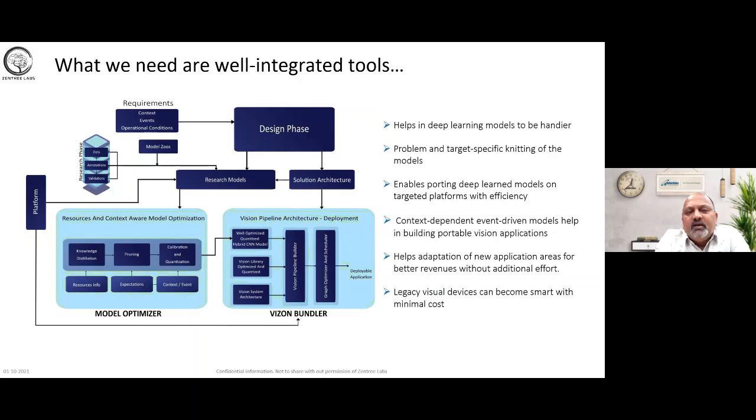Whenever we have a problem at hand, that means context, events and operational conditions are defined for you, then you will have to go through the design phase. You may be architecting a pipeline: what kind of data you may be receiving, what kind of neural models you may have to use, and how you will be building your report mechanism.